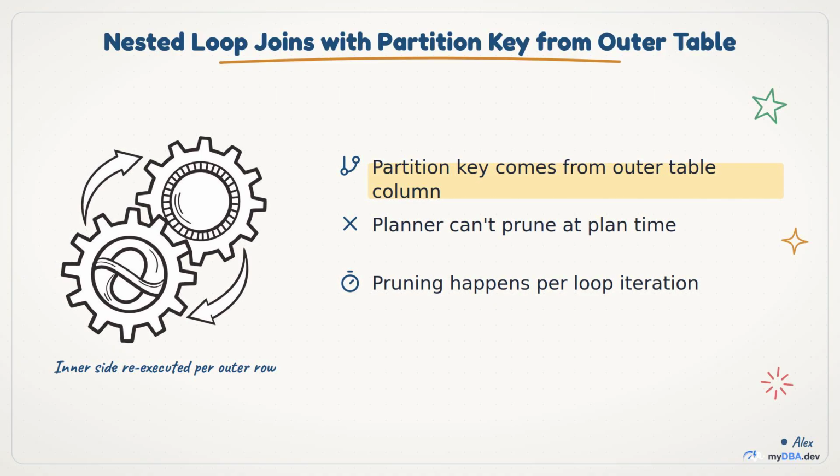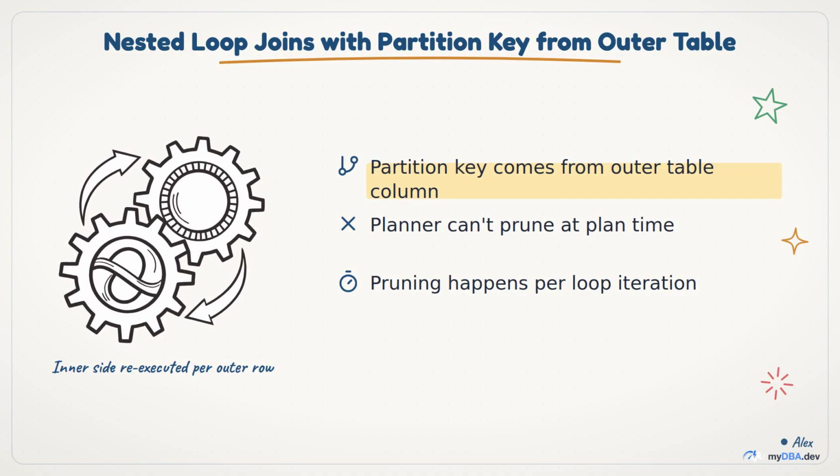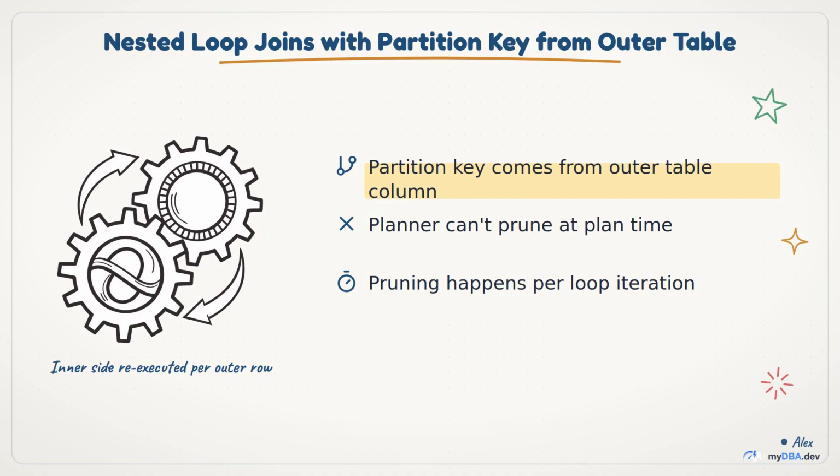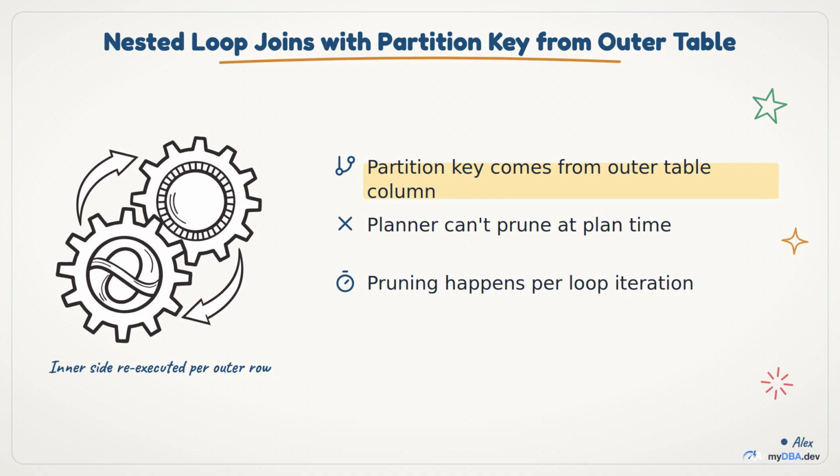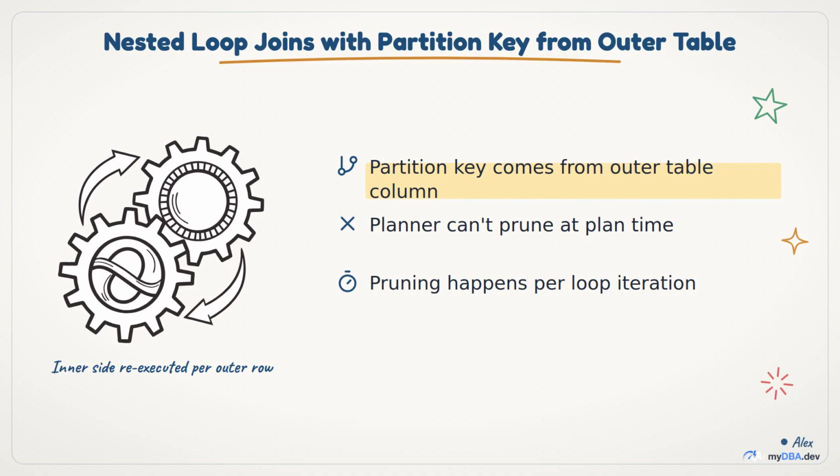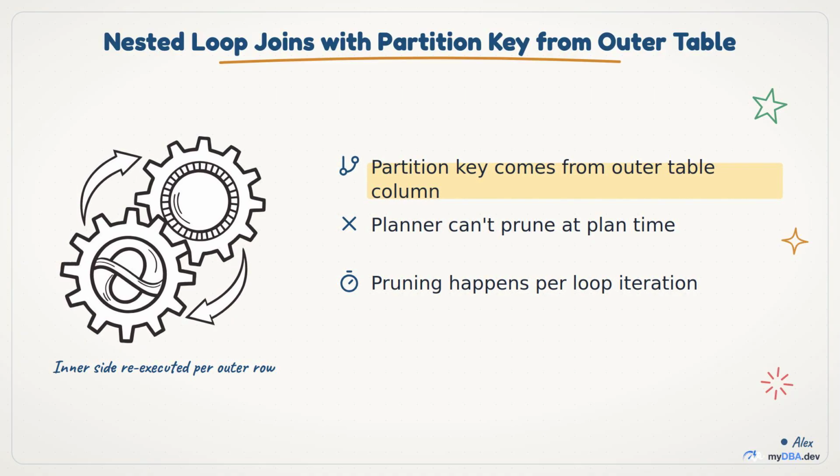Execution time pruning can prune partitions during execution, but its effectiveness depends on the executor's ability to determine needed partitions based on runtime values of the partition key. So it still prunes, just at execution time? Right. But the overhead of evaluating partition constraints per loop iteration can add up.